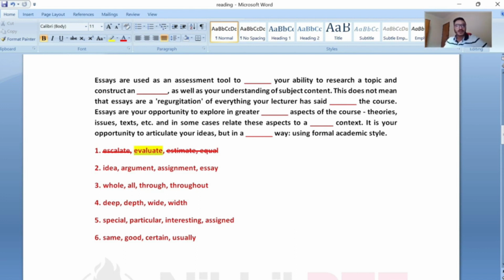So what is the right answer? Evaluate. Ability to research a topic and construct an dash, construct an assignment, an essay, an idea, an argument. Argument will be the right answer. Topic, construct, and see, research a topic. When you are searching something, then you are writing your arguments. That's why here you can see construct an argument. You cannot construct an essay, not an assignment, right? Construct an idea. No, you can generate your ideas, not construct.